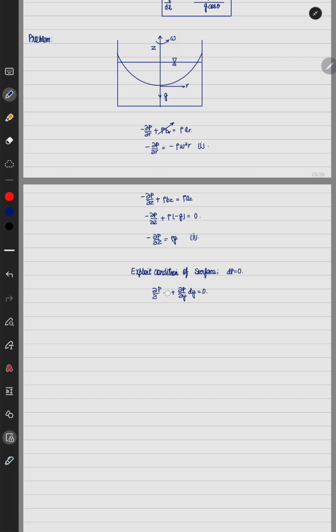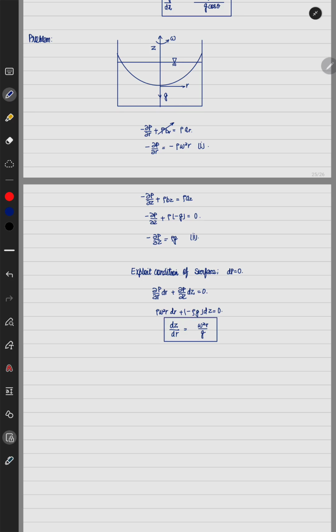Here we have to take r and z. The two variables are r and z. Now ∂p/∂r is given by ρω²r, and ∂p/∂z is given by −ρg, and dp is equal to 0. What can I write? dz/dr is equal to ω²r divided by g.